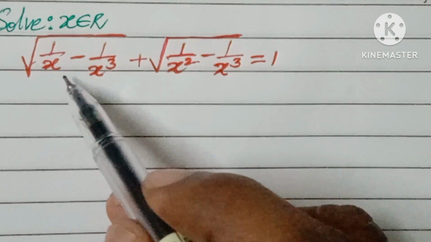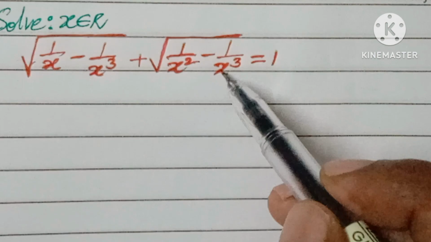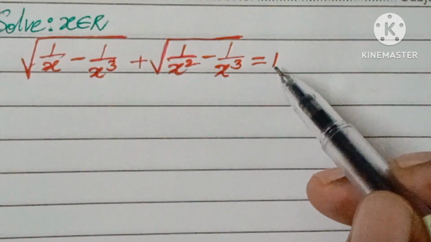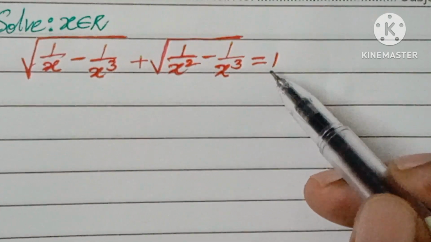Today we are looking at an Olympiad problem. Square root of 1 by x minus 1 by x cube plus square root of 1 by x square minus x cube is equal to 1. As you are going to solve this logical, critical and typical problem, pause the video for 10 seconds and try it.